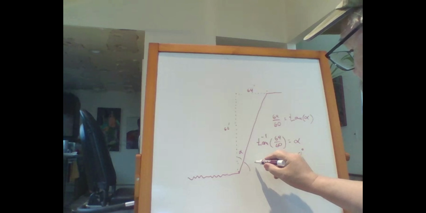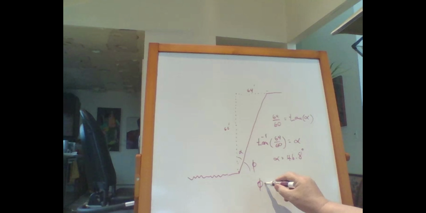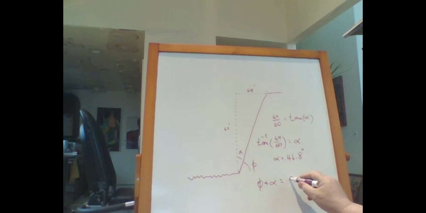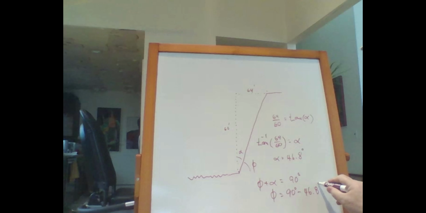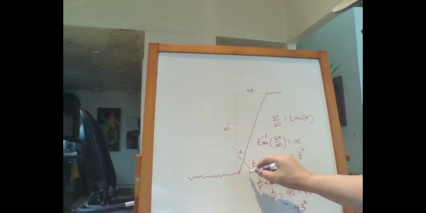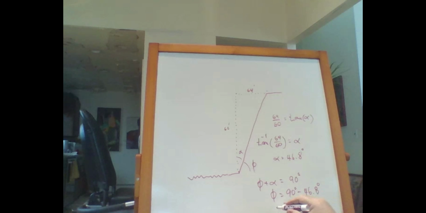That's not alpha. We're going to call it phi. So phi plus alpha equals 90. So phi is equal to 90 minus alpha. And we ended up with 43 degrees. That's how steep this slope was, 43 degrees. That's a pretty steep slope.